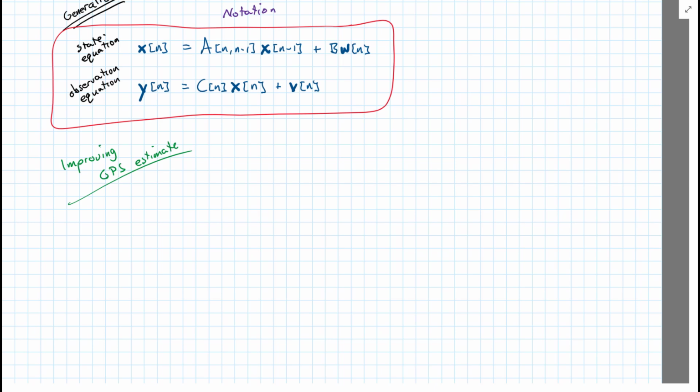So our observation then would be what the GPS tells me my position is, and the state would be my actual position. Although I can move more than just a straight line, for now, just to make the setup easy, we're going to assume that I'm moving in a straight line.